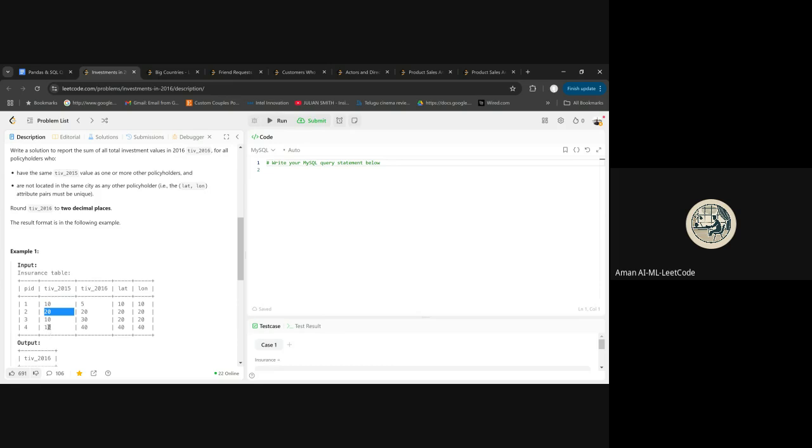No, it is not present. So the first condition itself is false, so this is not in the answer. Third row: 10, is it repeated? Yeah, it is repeated here and it is also repeated here. So the first condition is true for this particular row.